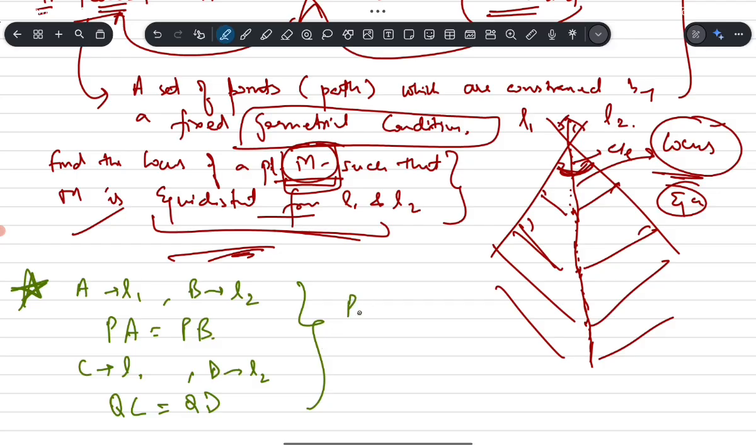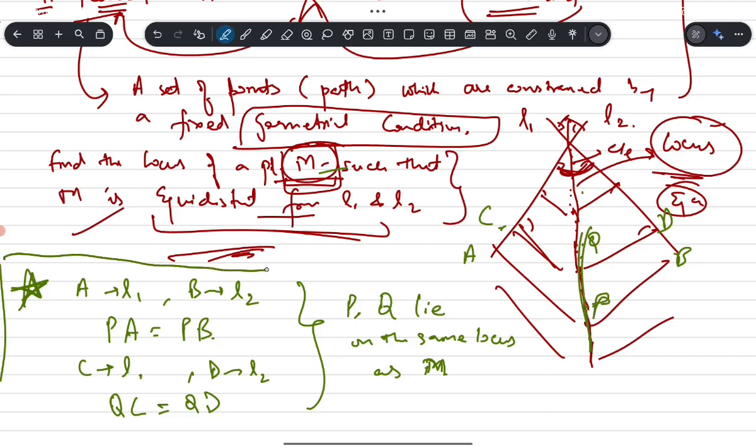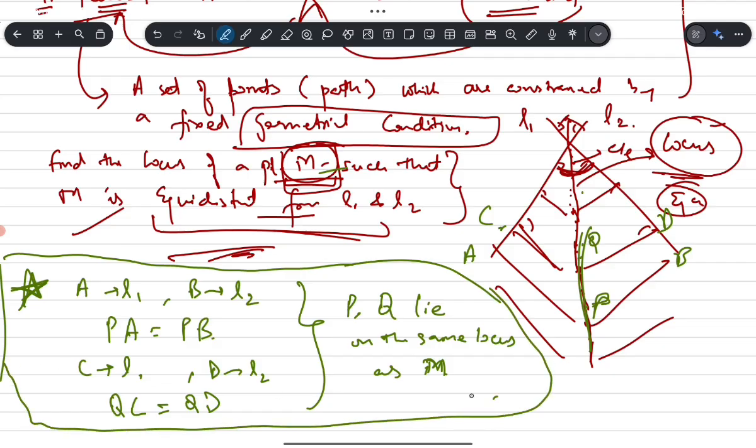I'll say that P and Q, both of these lie on the same locus as M. I'm saying the same exact thing. Let me just mark it here: C, D, and Q, A, B, and P. Yes, same locus. Now this may sound very trivial to you, but when you feel lost at the end in the problems, this will help you. All right, so I'll be referring to this as the green point.